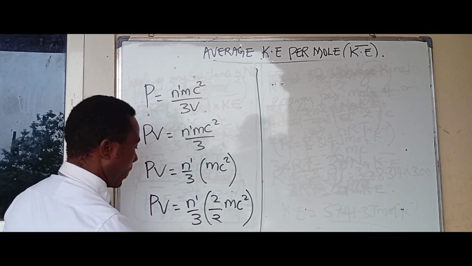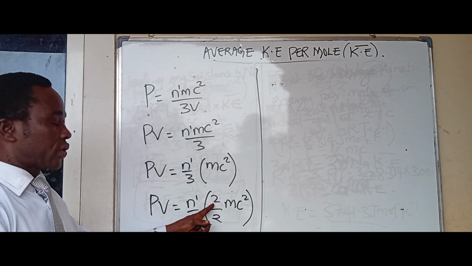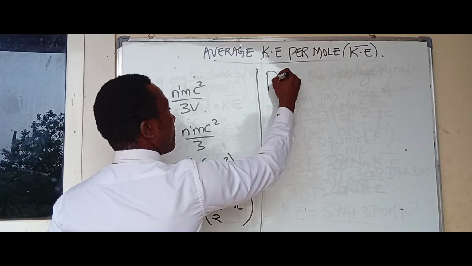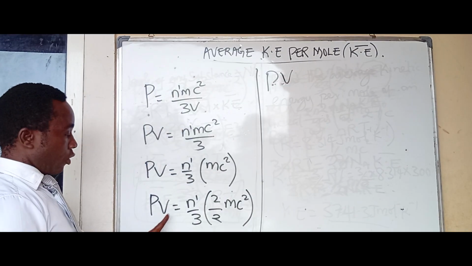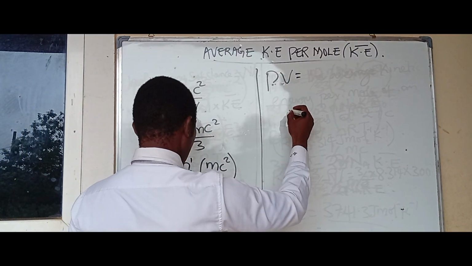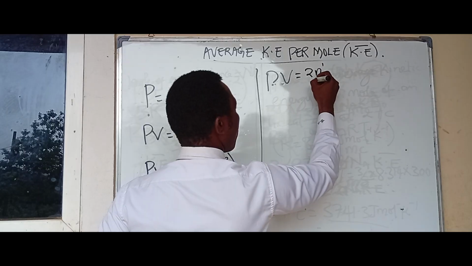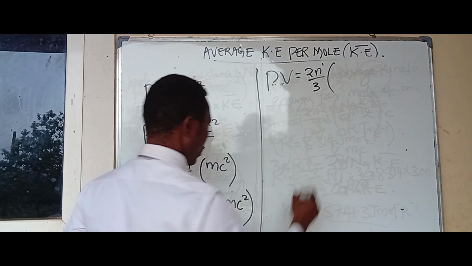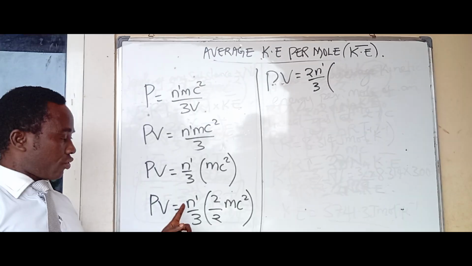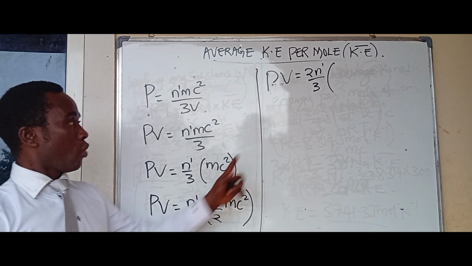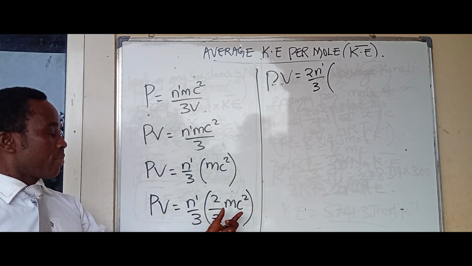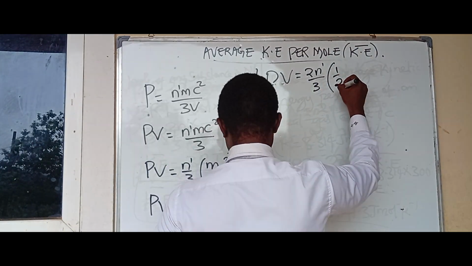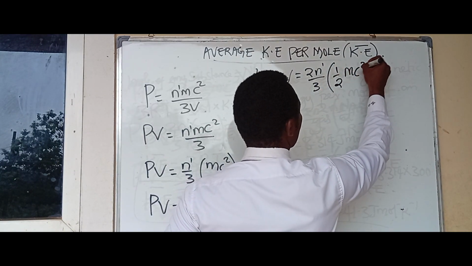Now, what do we do now? We want to bring this 2 here, factor it out, so that we'll have PV equal to 2N prime over 3, into, because I brought this 2 out here, what will be remaining here is 1. So I have 1 over 2 MC squared.